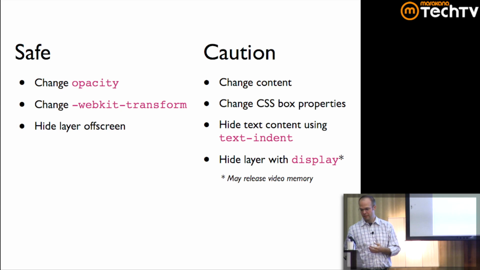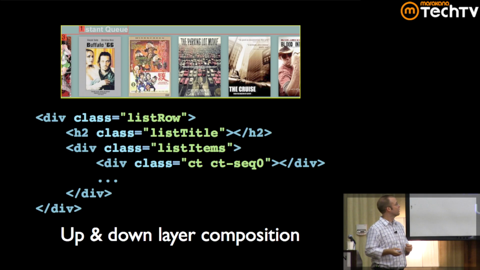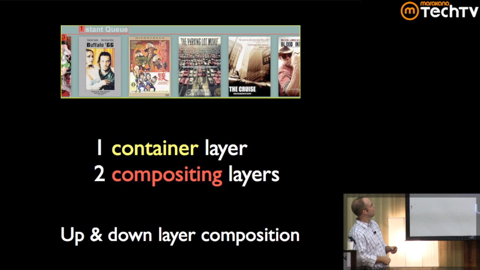All right, so a lot of preaching, but here's something that's actually really tangible. This is one list row. A list row has a very simple markup. A list row is a title and is a bunch of items, and we can have one-to-many items in it. So when we look at this, we see that we have 2 red boxes, right? And we have 1 yellow box. So all those list items are one compositing layer. And the list title itself is one compositing layer.